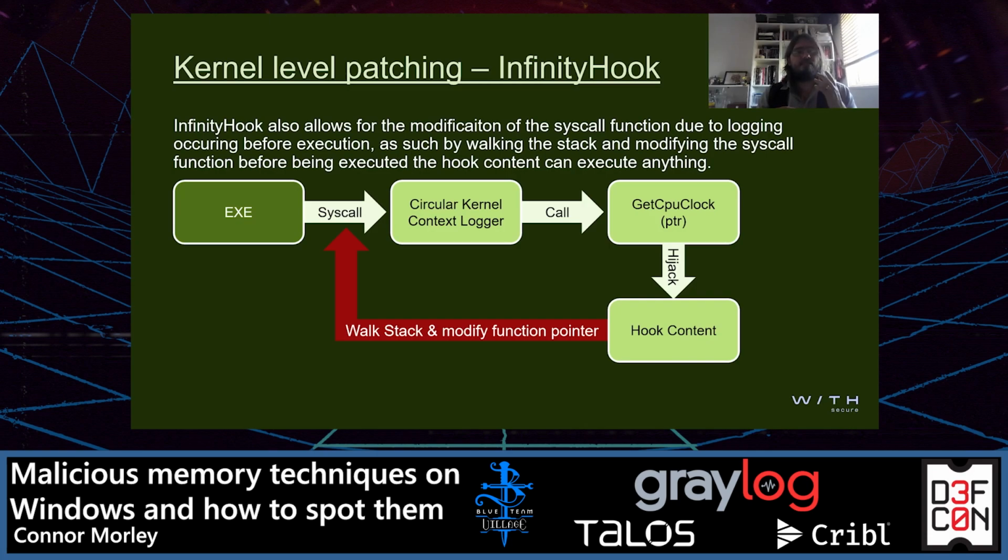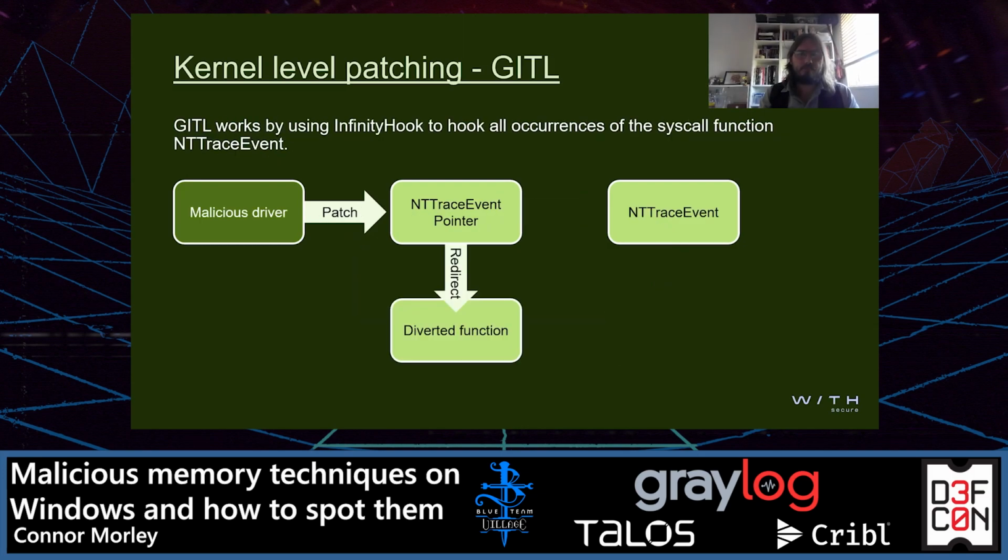And the reason for this is that the circular logger actually runs before the syscall is executed, actually just before. So once the hook has been called within the logger, it can walk up the stack, find the function pointer to the syscall that's been targeted, and overwrite it with any syscall the malicious actor wants. And from this, they have kernel-level syscall operational capabilities by using this hook, which is extremely powerful.